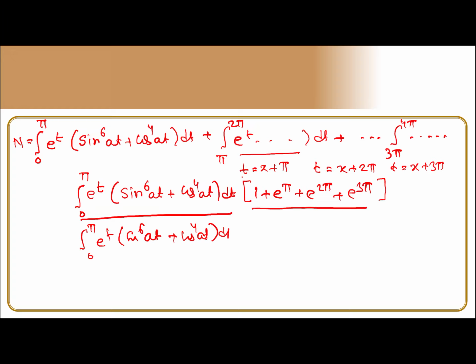So this is 1 plus e to the power pi, e to the power 2 pi, e to the power 3 pi. It is like 1 plus x plus x square plus x cube. Can also be written as (x to the power 4 minus 1) by (x minus 1). This is (e to the power 4 pi minus 1) by (e to the power pi minus 1).